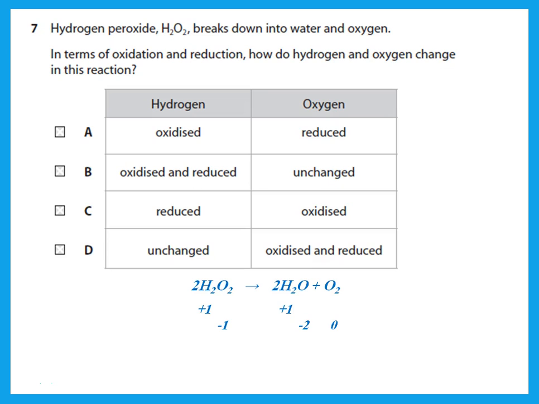When it is an element, O2, we said the oxidation number of any element is 0, and that means that the oxygen has changed from -1 to -2. That is reduction. From -1 to 0, that is oxidation. So my answer must be D, in which the hydrogen is unchanged, but the oxygen has been both oxidized and reduced.